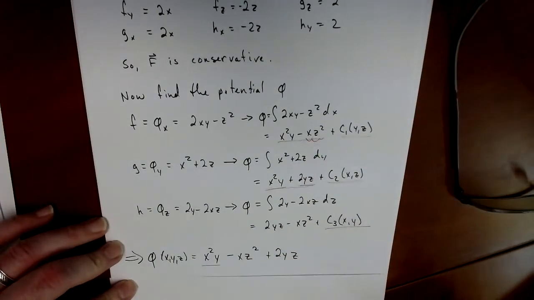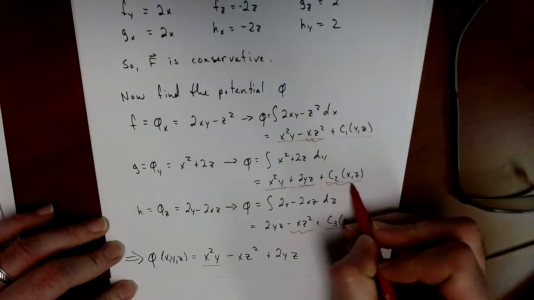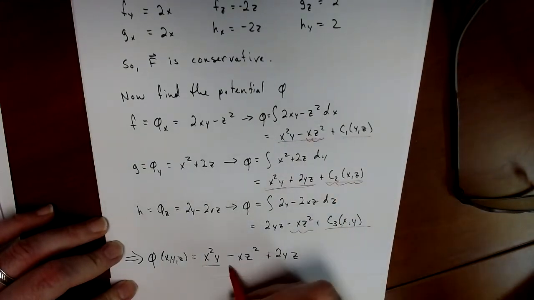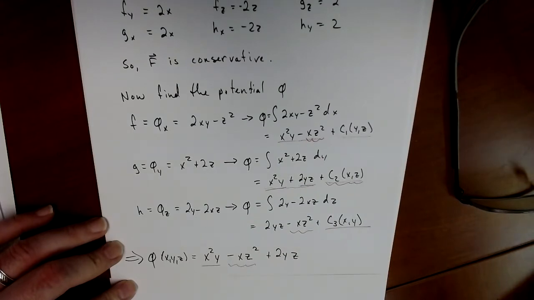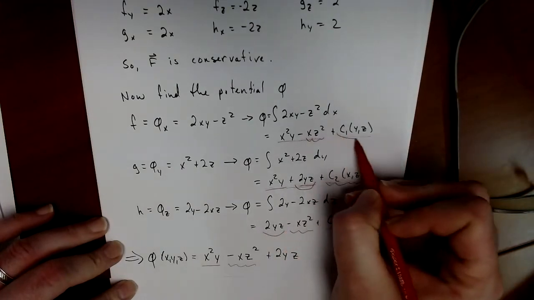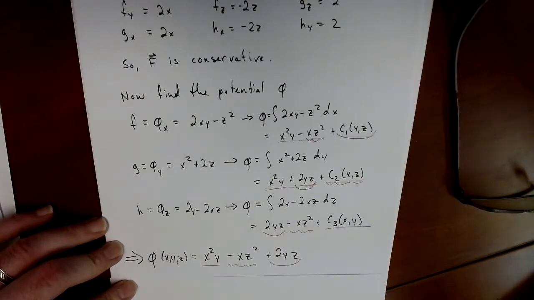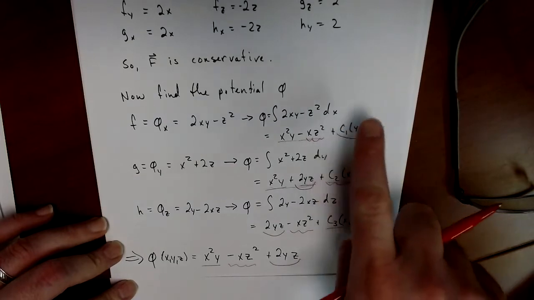I've got minus xz squared, and an unknown function of x and z, so that's minus xz squared. And then I've got 2yz, and an unknown function of y and z, so that piece is there. So since this is conservative, this will work.